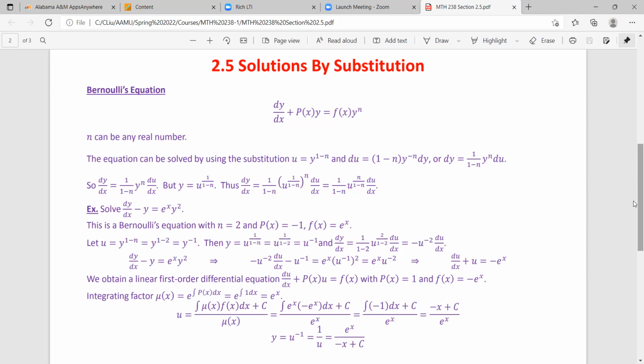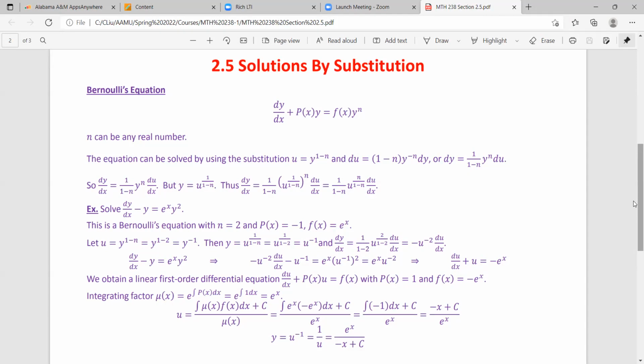So that's the general guideline to solve this Bernoulli's equation. When we do the examples, you don't have to use this formula as we just derived. But you just follow the same procedure. So let's just look at one example of Bernoulli's equation.